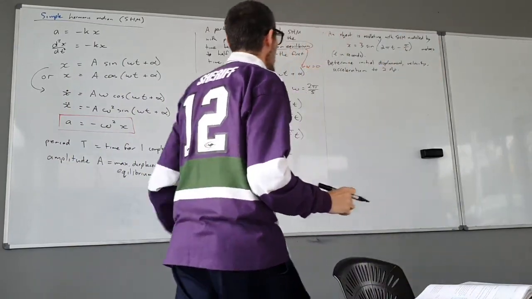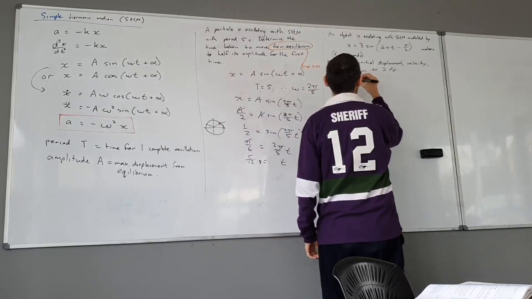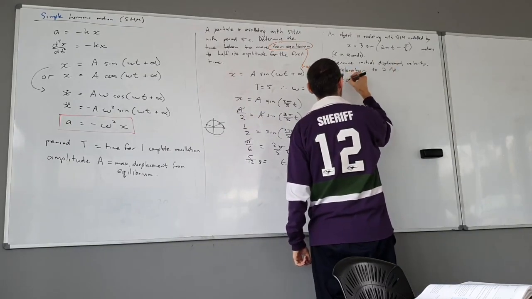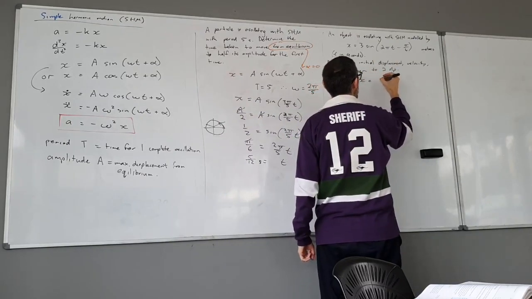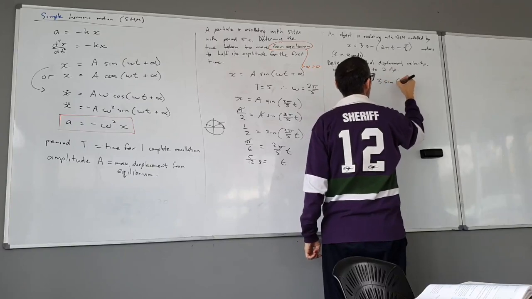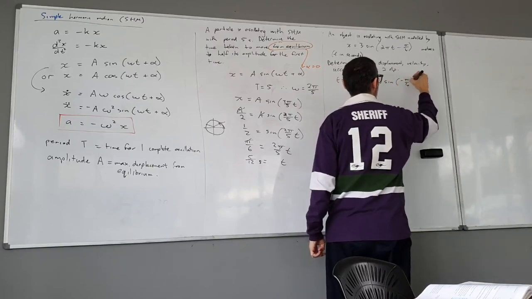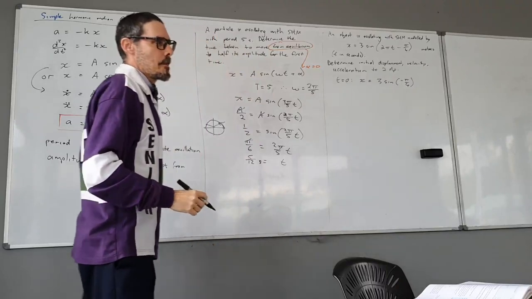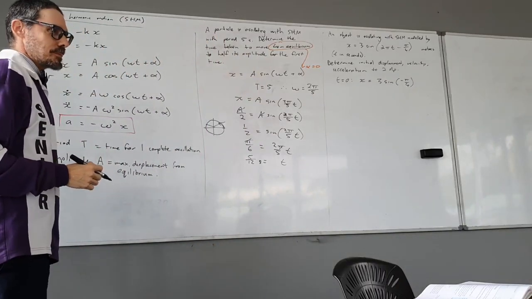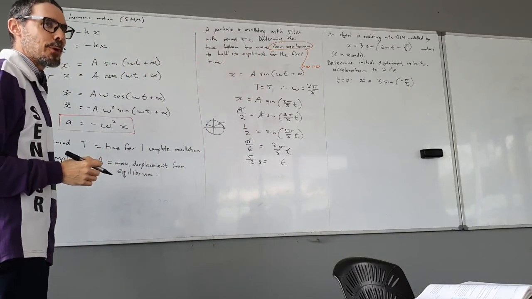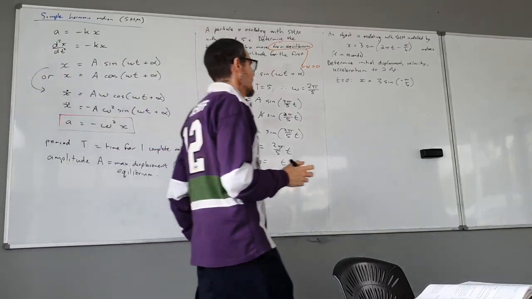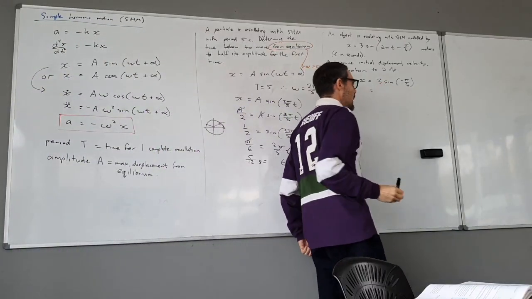Okay. Well, displacement is easy when t is 0. Displacement is 3 sine of negative pi on 4. Year 11, because you need the practice, somebody tell me what sine of negative pi on 4 is.